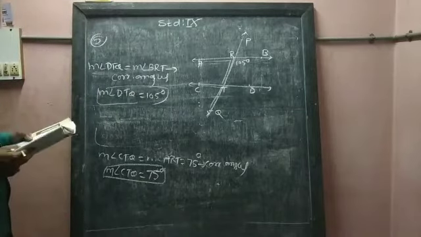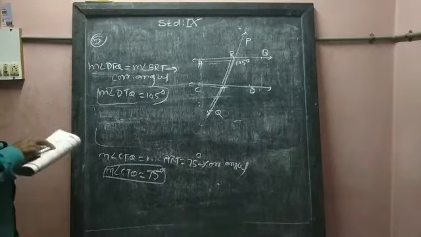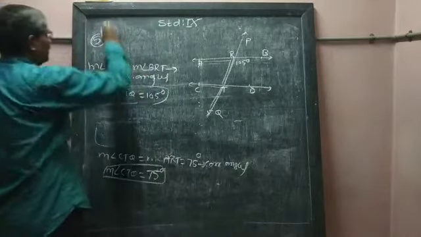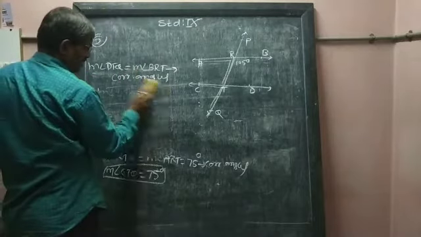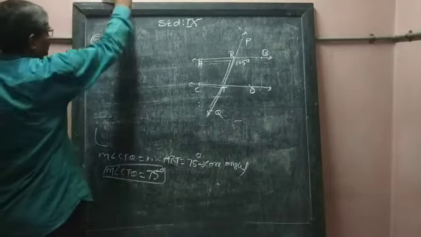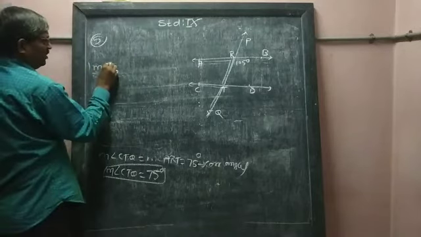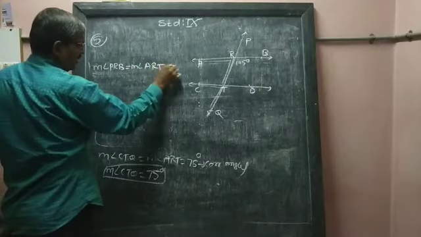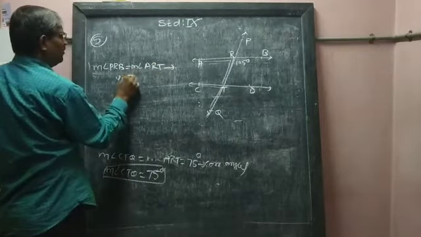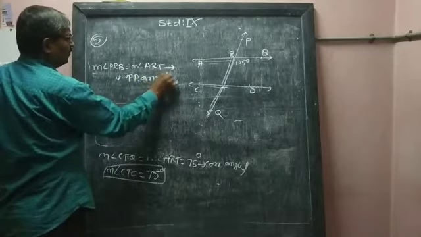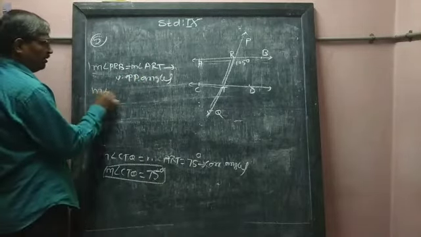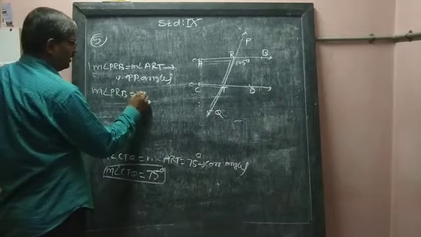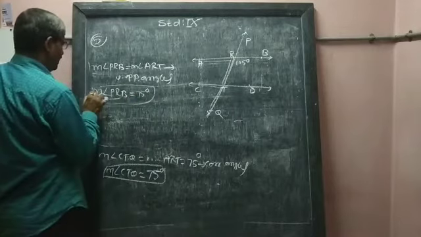Now, the last question is PRB, wanted. PRB. Have you got ART? How much came ART? ART is 75. So, you can write measure of angle PRB is equal to measure of angle ART. Vertically opposite angles. Therefore, measure of angle PRB is equal to, the answer is 75 degree.